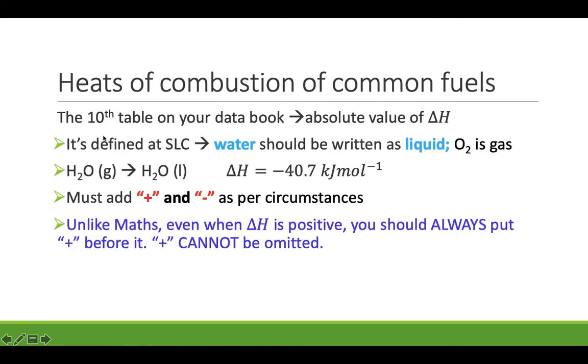So Table 10 in your data book gives you a list of delta H values, basically. They call them heats of combustion because they don't come with a positive or negative sign. So when you are writing a thermochemical equation, make sure that you add positive or negative as per circumstances. If it's a combustion reaction, then it will release energy, so the delta H value will be negative.